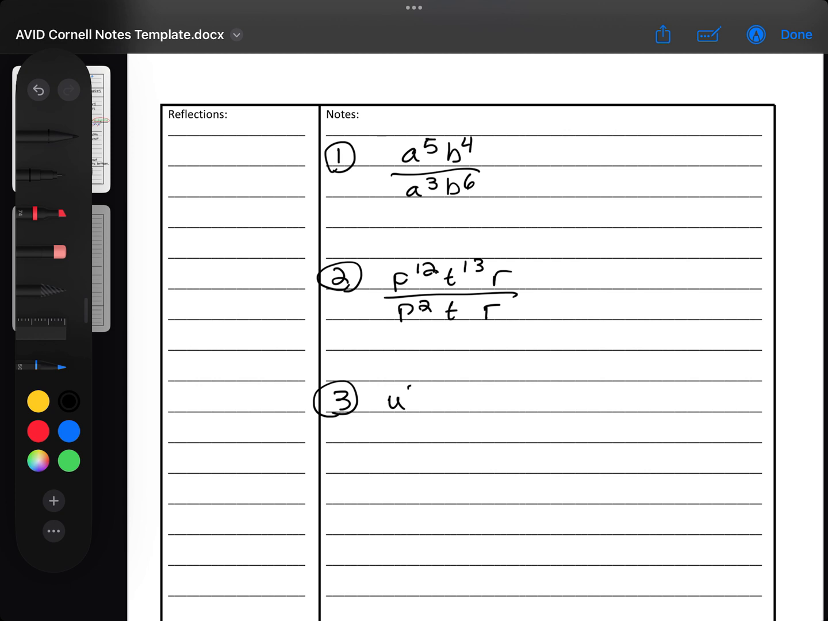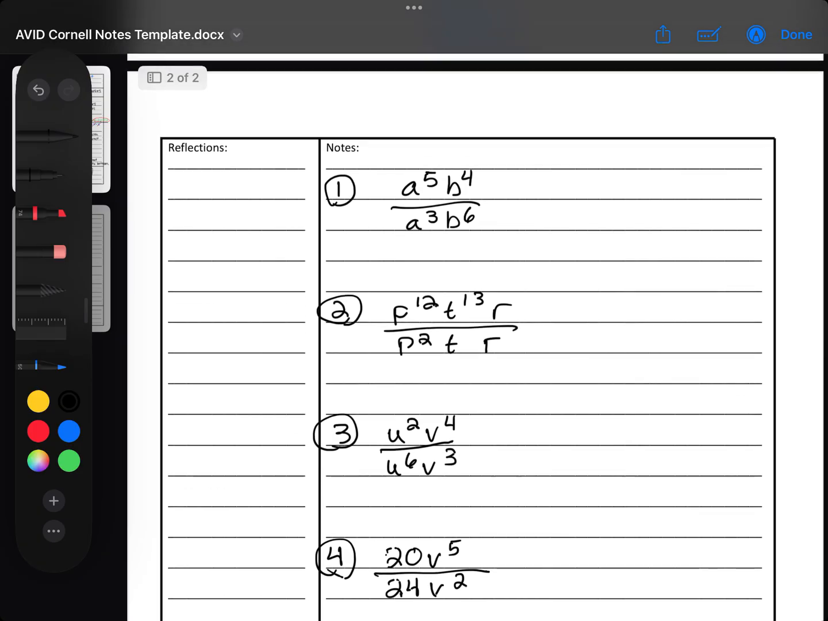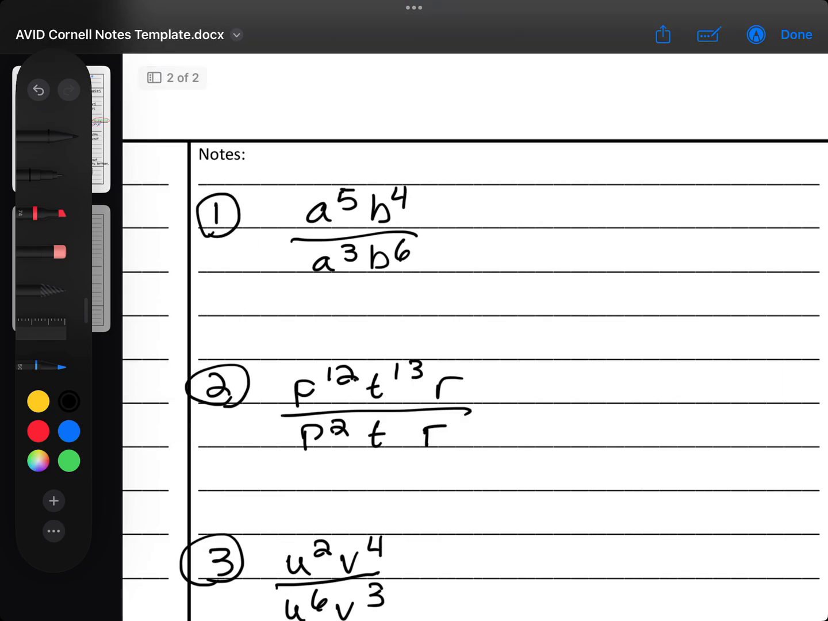Got u squared, v to the 4th, over u to the 6th, v to the 3rd. And the last one here is going to be 20, v to the 5th, over 24, v squared. All right, so let's go ahead and figure these out together.